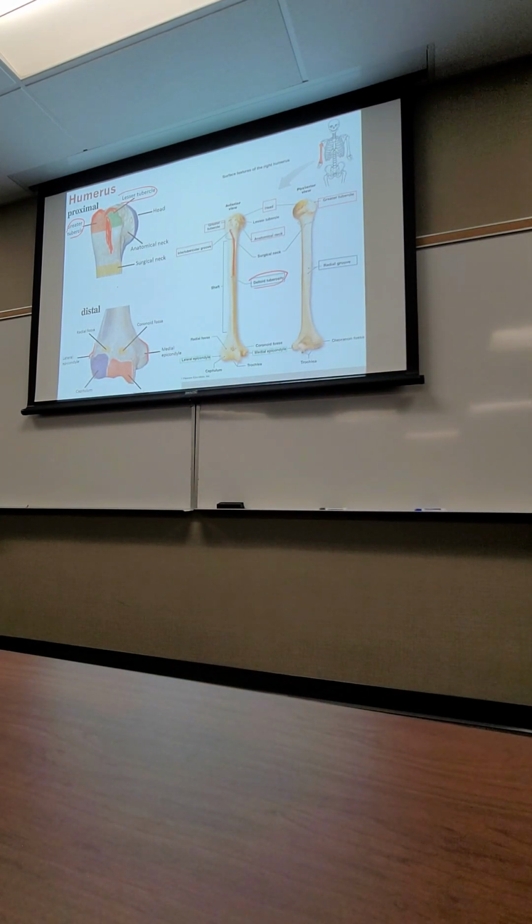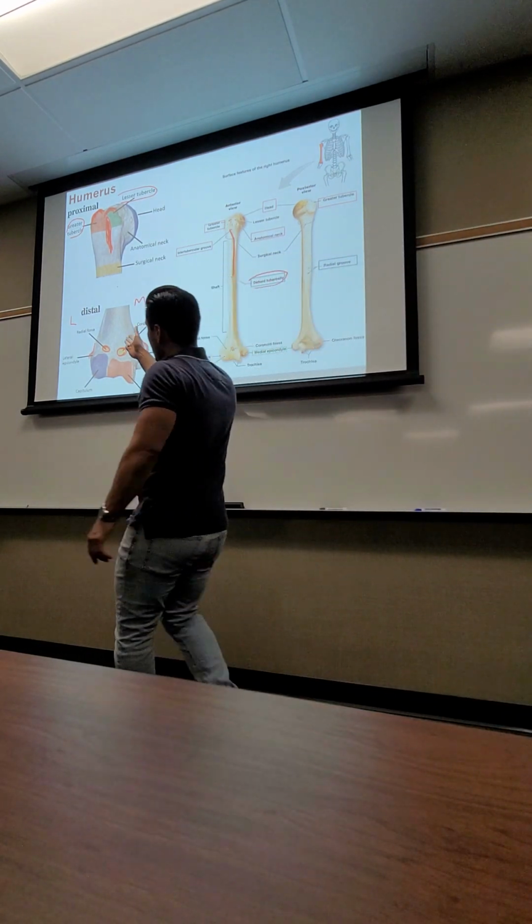We also have a couple fossae. On the anterior side, we have two fossae. We have this little guy right here, which is called the radial fossa. And the radial fossa is going to be on the medial or lateral side? Lateral side. L for lateral. That means that the coronoid fossa is going to be on what side? Medial side. So I already know the orientation of this bone, correct? I know what's going to go inferior to this.